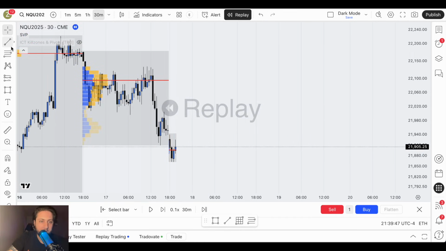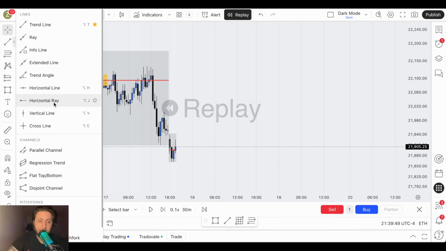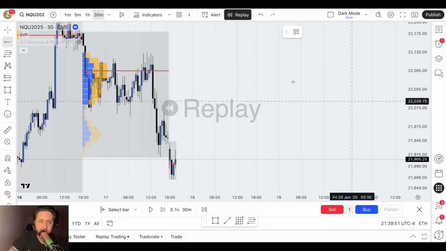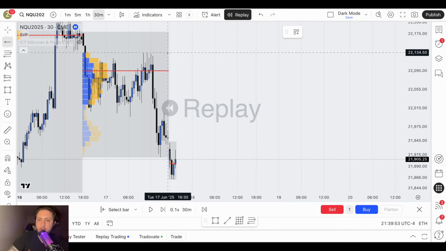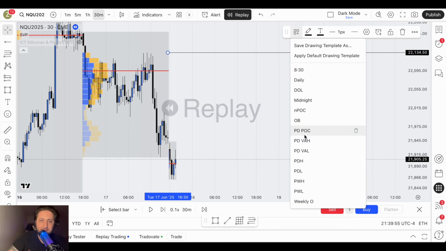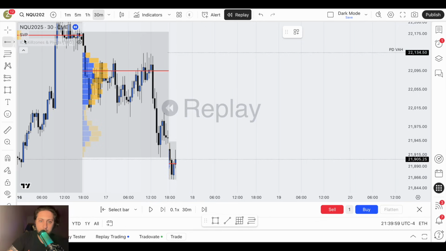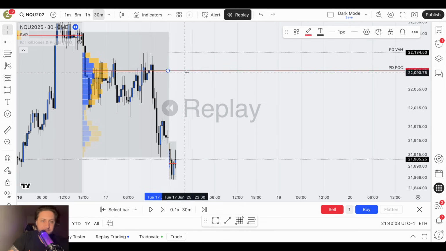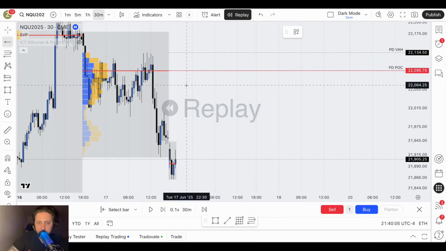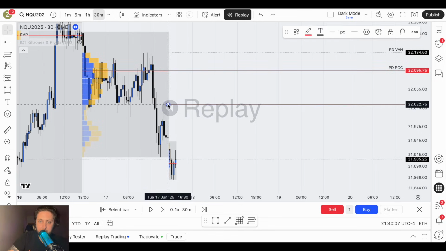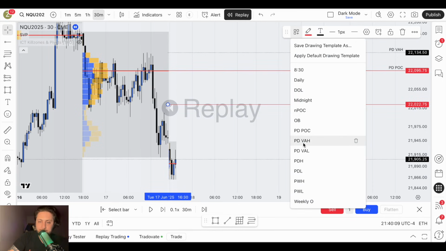And let's just mark these off. So I do this every single morning before I take any trades. I have to mark out my key levels. So I will mark out the previous day's value area high, which will be right here. I mark off my previous day's point of control, which will be right here. And our previous day's value area low coming in right here.